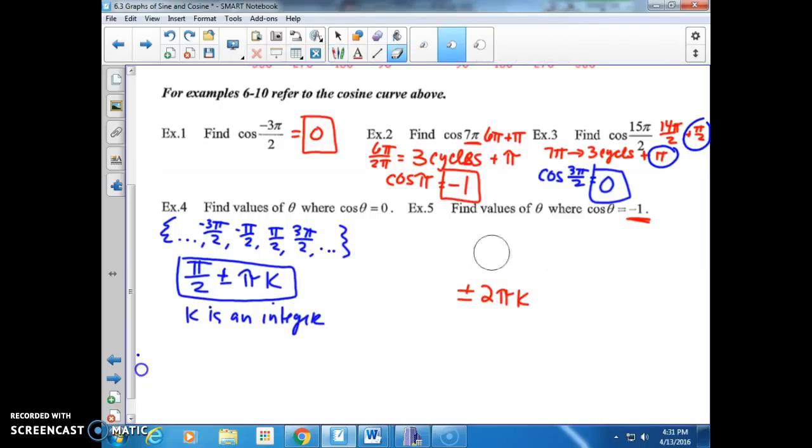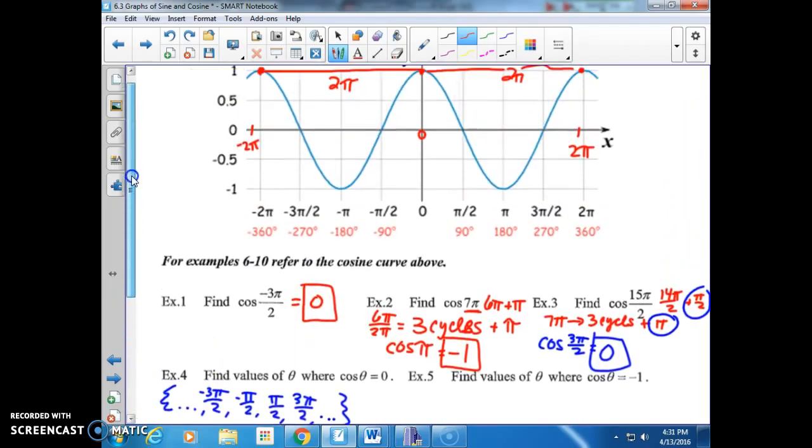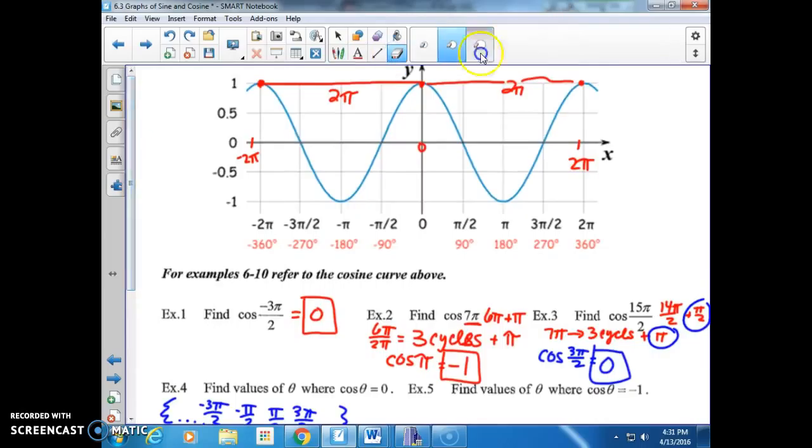All right, go ahead and look at 5. I think I might have messed up my timing, but we'll see if it works out. So example 5, it says the cosine is -1. So if I go up here, I'm looking for -1.